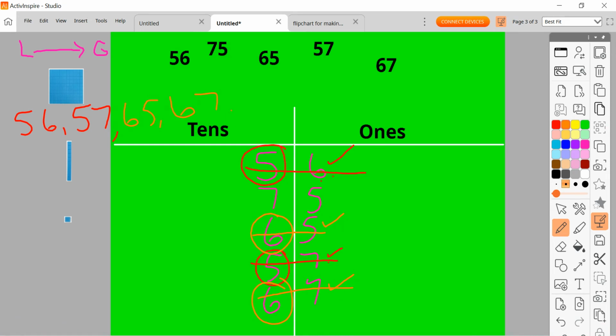Now what's left, boys and girls? My largest number, my greatest number. You are absolutely right. It is 75. So when I order these numbers from least to greatest, I have 56, 57, 65, and 67, and finally 75.